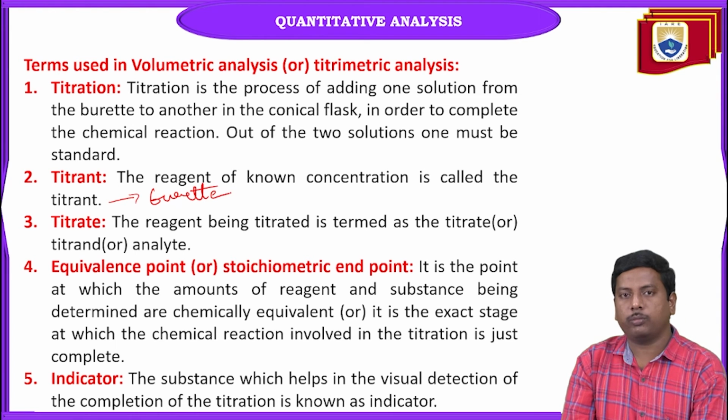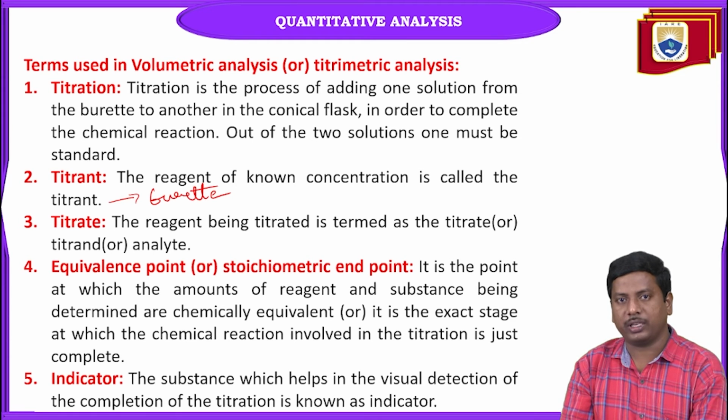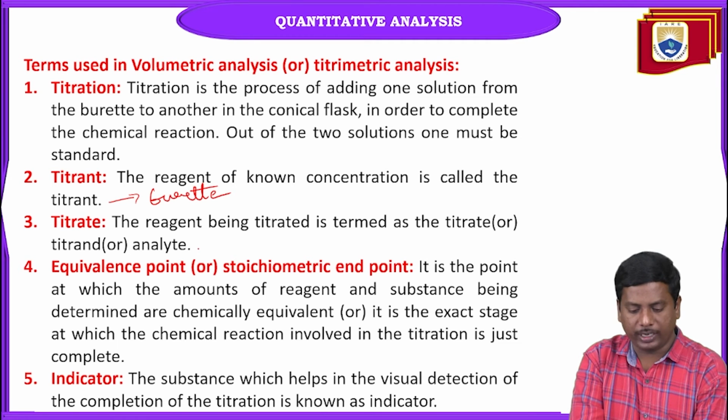So most of the time the known strength solution, that means the standard solution, is taken in a burette. And the second one is the titrate. Titrate means the solution whose strength is to be determined, that means the reagent being termed as a titrate or analyte solution. That means this is nothing but a sample compound. So especially these sample compounds are taken in a conical flask.